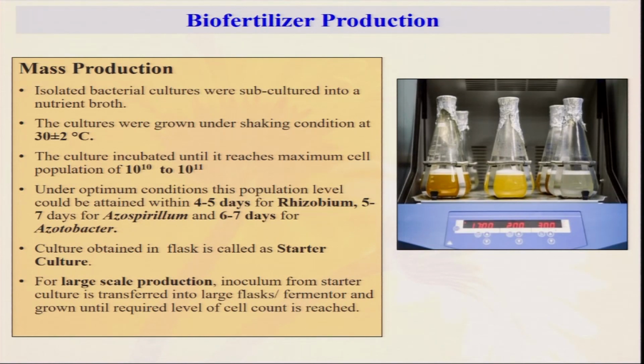The culture is given shaking conditions. After optimum conditions, if you see the population level, within 4 to 5 days they are very fast growing. So whenever we do mass production in a lab, within 4 to 5 days rhizobium is ready. Within 5 to 7 days your azospirillum is ready, and 6 to 7 days azotobacter. But we always have to keep the culture pure, because the chance of contamination is sometimes very high.